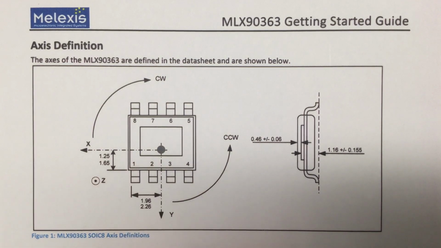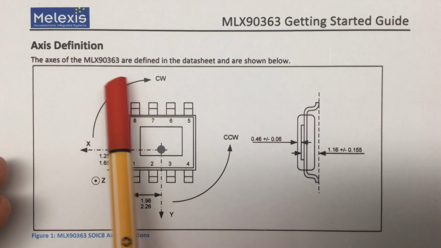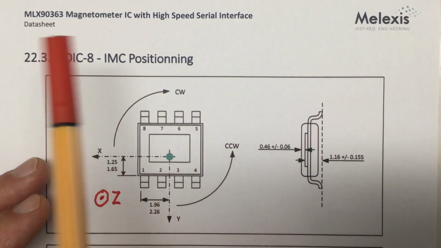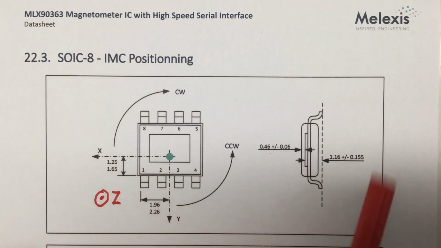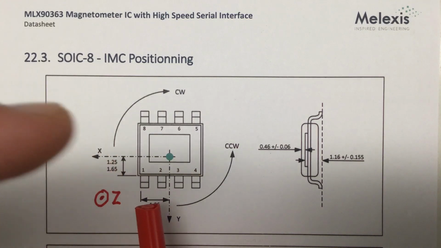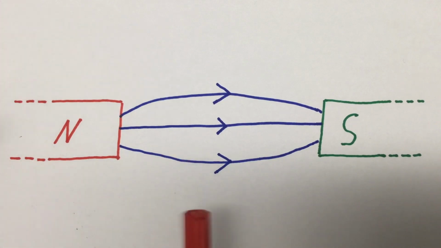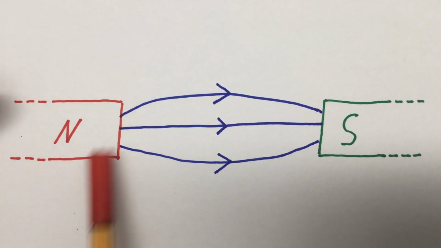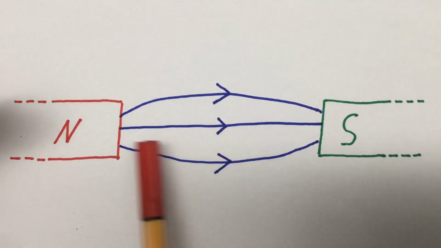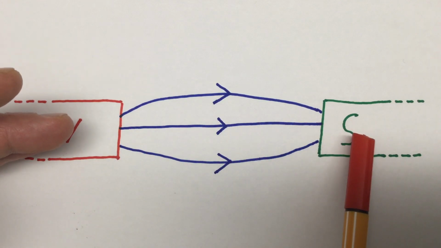Pin 1 is here, by the way. It also says that the axes of the MLX90363 are defined in the datasheet and are shown below. However, if you look into the datasheet, you have almost the same drawing here. The z-axis, respectively the direction of the z-axis, is missing here. Anyway, in the following, I will draw the north pole of magnets always as red, the south pole always as green, and the magnetic field lines in a direction that go from the north pole to the south pole.